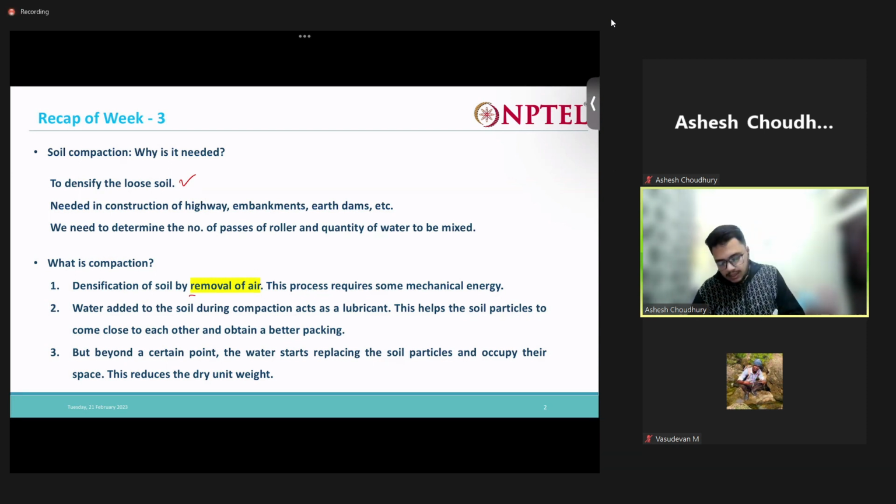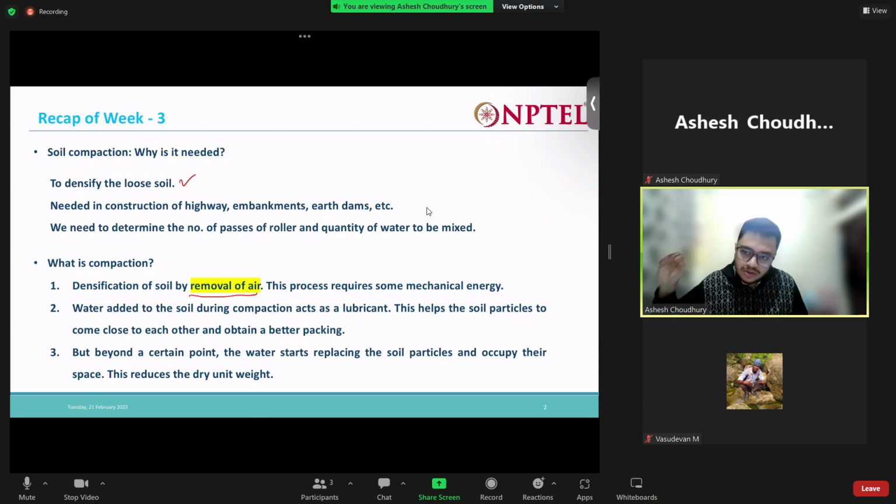Compaction is nothing but densification of soil by removal of air. This is very important. Remember that the term compaction refers to densification by removal of air, and nothing else. We are densifying the soil mass by removing air, not water or something else, just by removal of air. This is known as compaction.